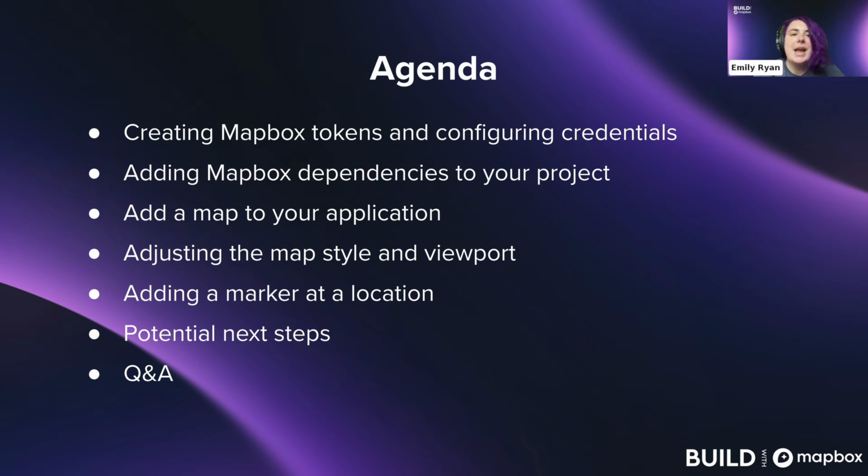To go through our agenda for today, we're going to talk through creating Mapbox tokens and configuring your credentials. We're also going to add Mapbox dependencies to your project so you can actually access the SDK in your iOS application. We're then going to walk through a bunch of different code snippets, things like adding a map to your application, adjusting the map style and viewport so you can give your map different aesthetics and change the camera angles. We're also going to do a lot of work with markers, as well as some GeoJSON. And then at the end, we're going to wrap up with discussions of some potential next steps you can take to level up your application, and then wrap up with Q&A.